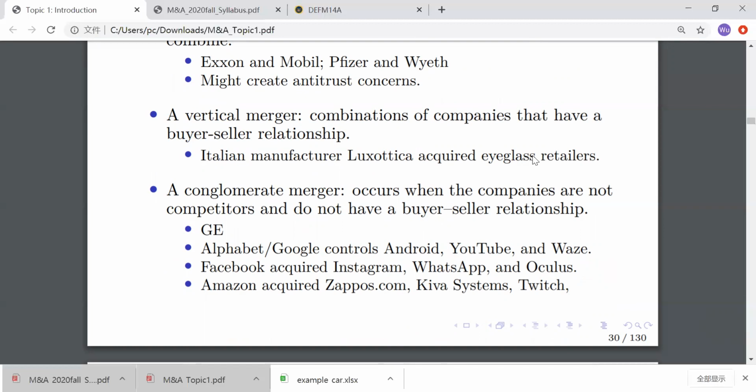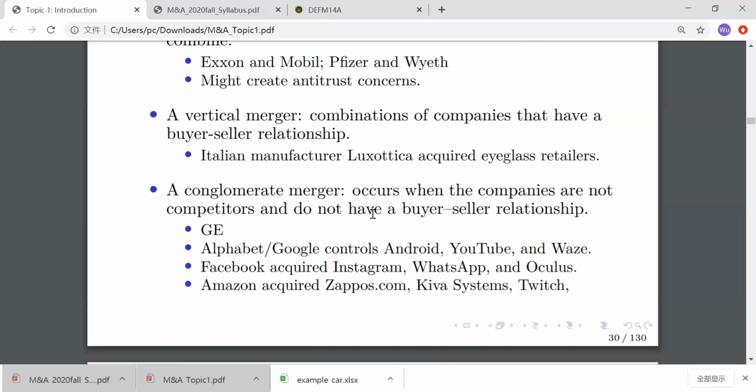Another type of deal is called conglomerate merger. This occurs when the companies are not competitors and do not have a buyer-seller relationship. Basically, they don't operate in the same industry, and at the same time, they don't have an upstream, downstream relationship. For example, the formation of General Electric. We all know that General Electric is a very big conglomerate, because they have presence in many unrelated industries. For example, electric, infrastructure, manufacturing, even pharmaceutical, and high tech. These are all unrelated industries where they are present.